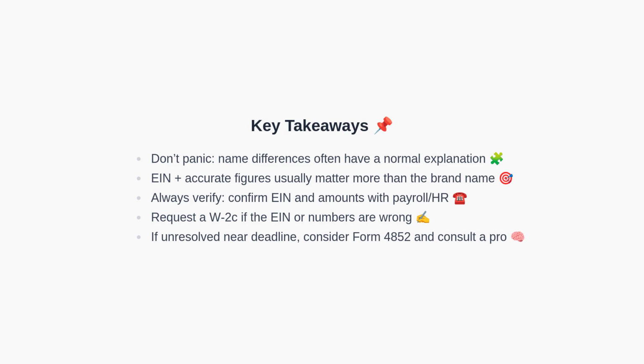First, do not panic because employer name differences frequently have legitimate explanations. Second, the EIN and accurate figures generally matter more than the public-facing brand name. Third, always verify the EIN and amounts with payroll or HR. Fourth, request a W-2C if the EIN or numbers are incorrect. Fifth, if the issue remains unresolved near your filing deadline, consider Form 4852 and consult a tax professional.